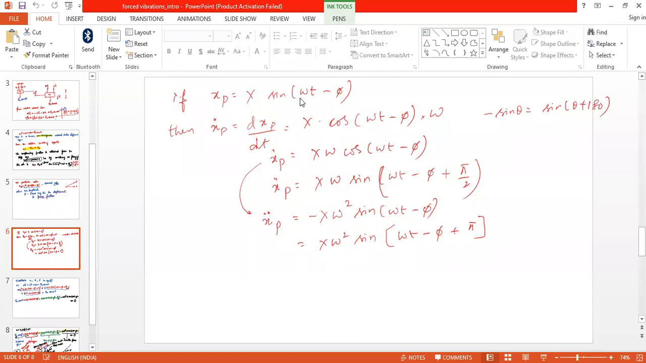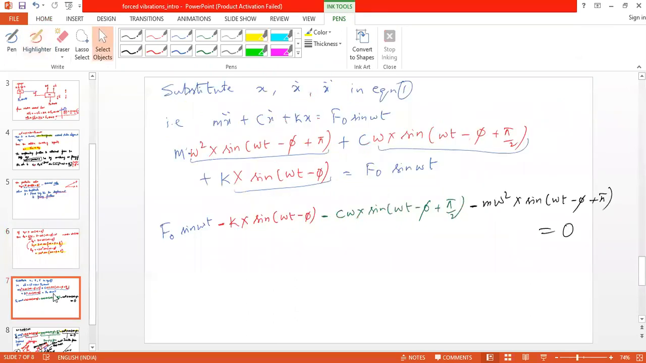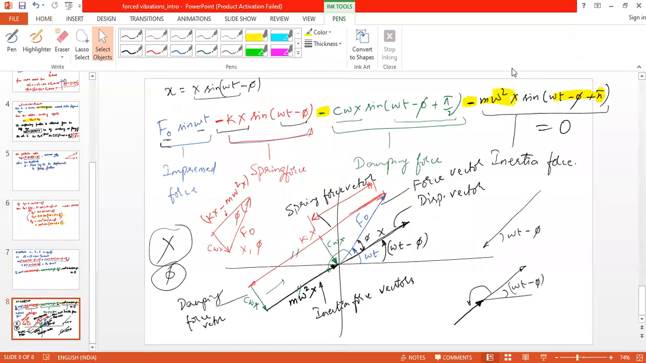So if x(t) is x times sin omega t minus phi, then we get the expressions for x dot and x double dot. Okay, and we have substituted everything in the differential equation. So this is the differential equation, and we have written the vector diagram for this.